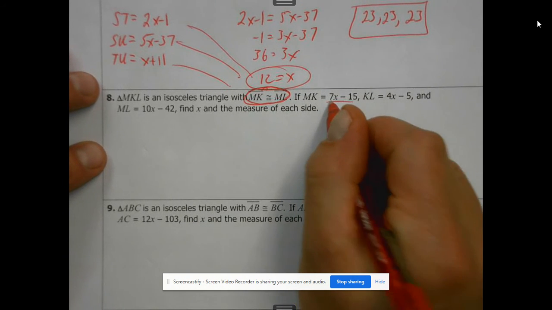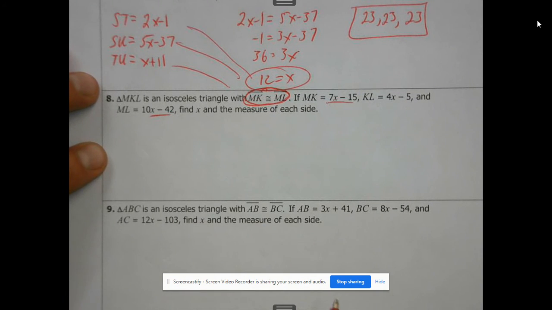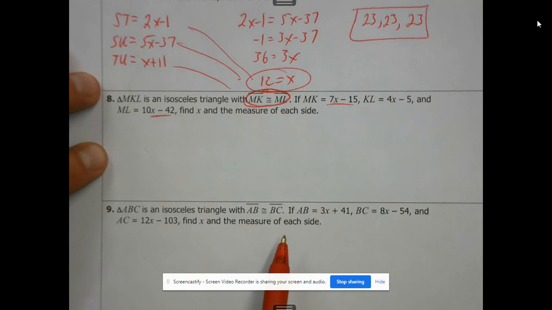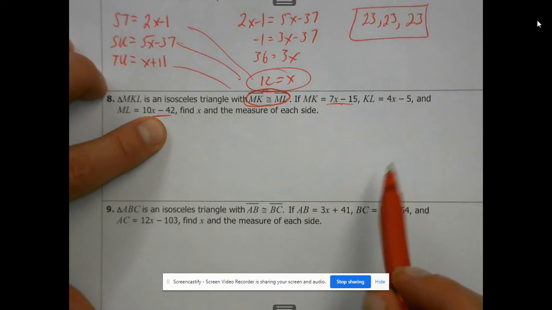Number 8, triangle MKL is isosceles with these 2 pieces congruent to each other, MK and ML. So this guy is congruent to that guy. So those are the 2 sides that we have to set equal to each other because those 2 sides are congruent to each other. Then once we're all done, plug it back in all 3 pieces and get your sides.